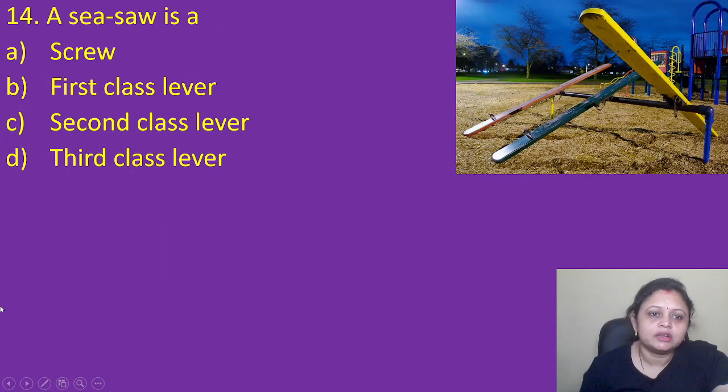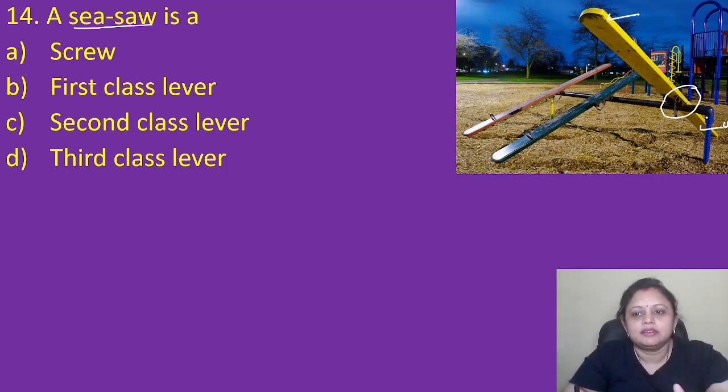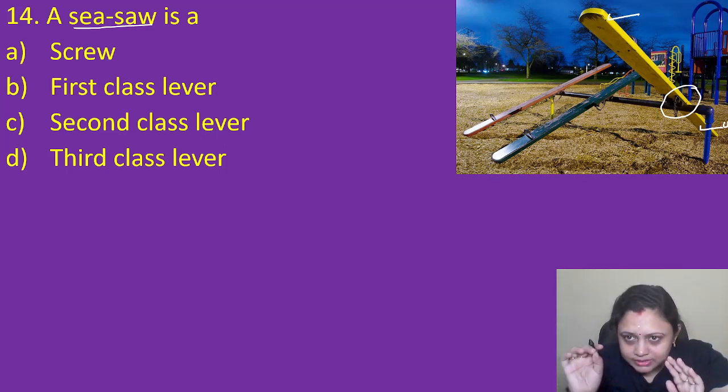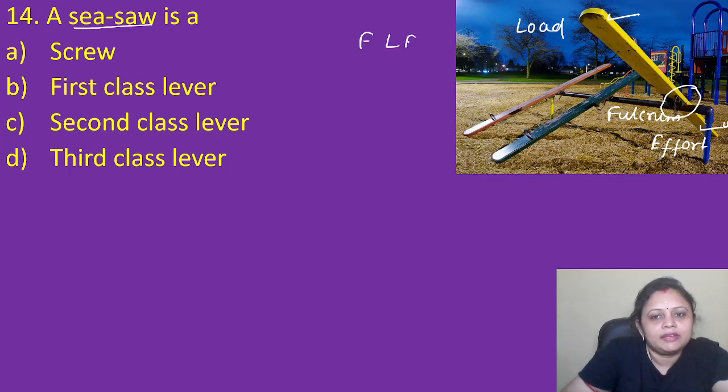Coming to the next question, a seesaw is a: option A screw, B first class lever, C second class lever, D third class lever. So seesaw, you can see the seesaw. This is a fixed point, and on the two sides is where we sit, right? So that one fixed point is the fulcrum. It is the fulcrum, and on one side it may be the load and on the other side it may be the effort.